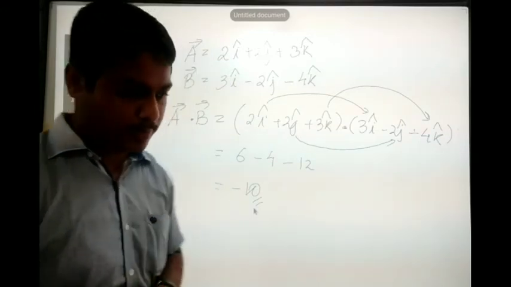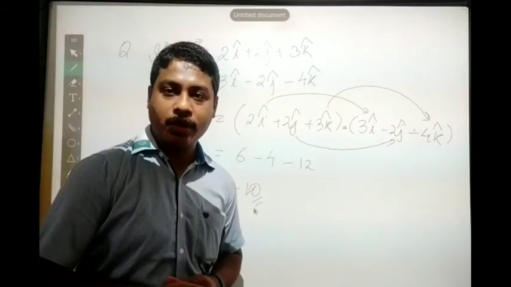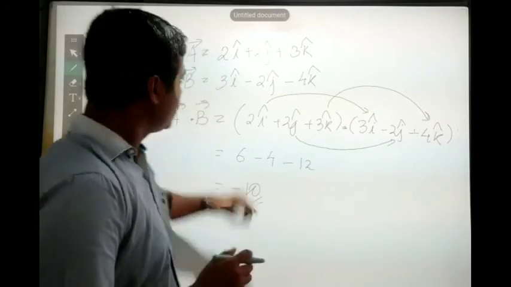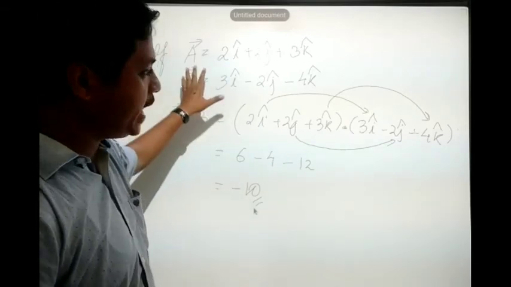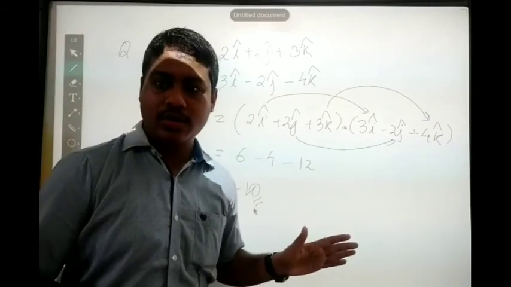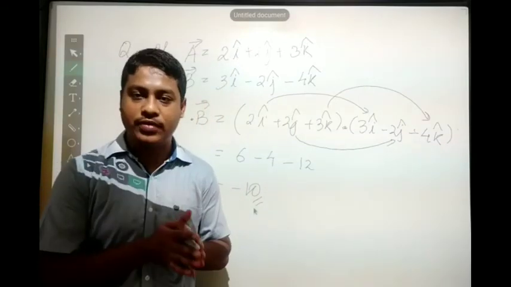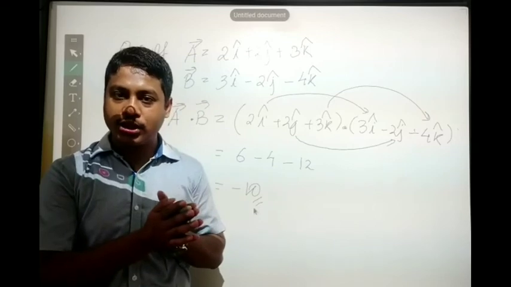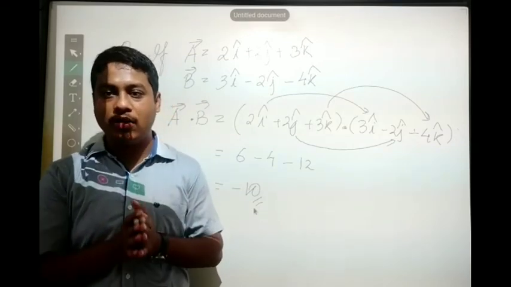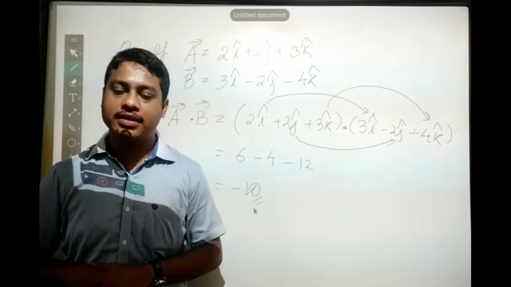Now suppose a question comes that asks for the dot product of vector A and vector B, and whether they are perpendicular vectors or not, we need to prove that. That question, and some more questions related to that, we will be discussing in the next class.